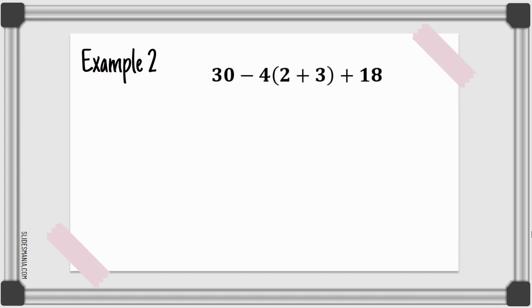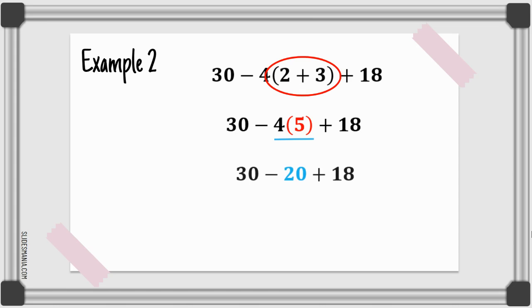Here, what do I have? I have parentheses, so 2 plus 3 is 5. No exponents, but I have multiplication. 4 times 5, which is 20. Now, again, only a minus and a plus sign. I go left to right, and I get an answer of 28.